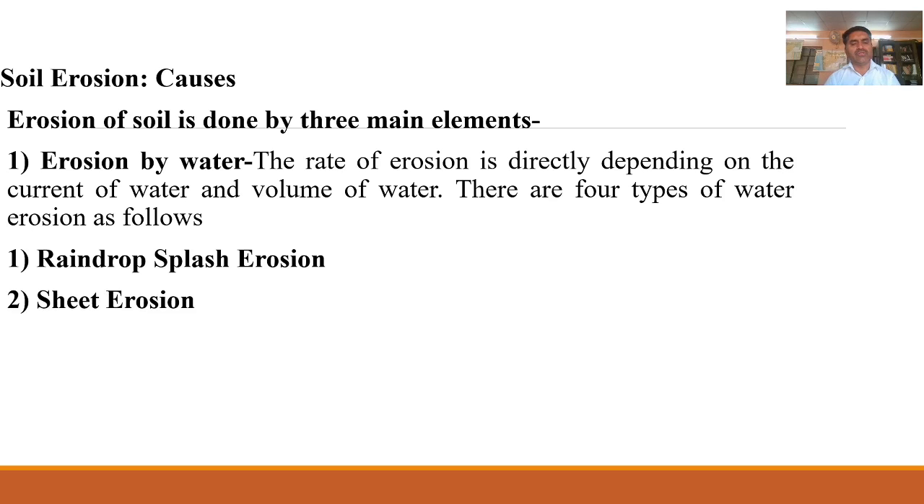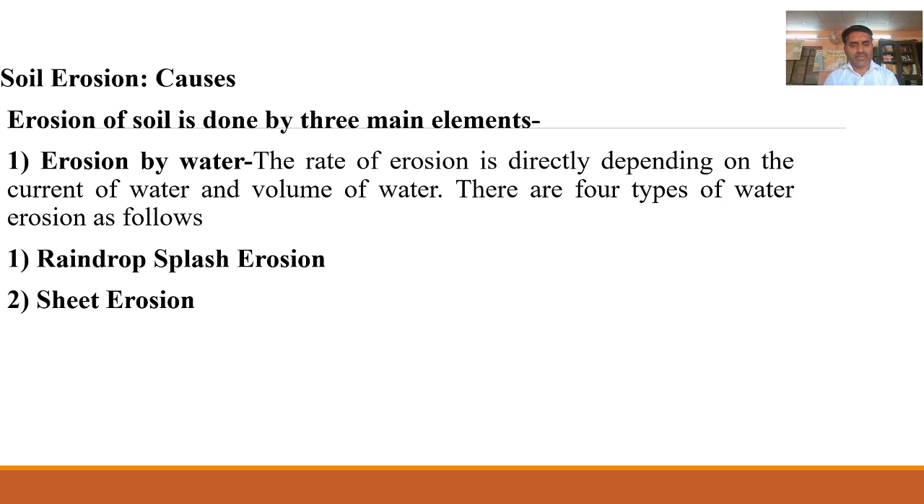Raindrop splash erosion is a very important part of soil erosion, because according to scientists, whenever a raindrop falls on the surface, it is nothing but the bombarding of bombs on the soil particles. Whenever there is a fall of raindrops, in an area of 1 meter by 1 meter the soil particles get disintegrated.